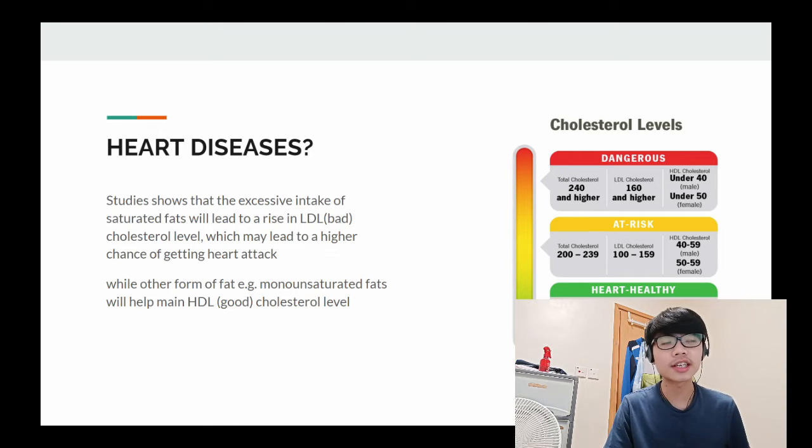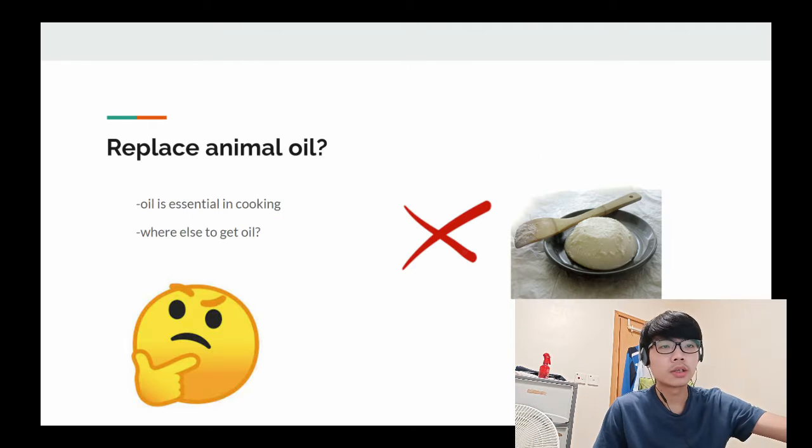Studies show that excessive intake of saturated fat will lead to a rise in LDL cholesterol level. It is a bad cholesterol which may lead to a higher chance of getting a heart attack. While other forms of fat, for example, monounsaturated fats, will help us maintain a good HDL cholesterol level. This statistic seems to tell us to stop using animal oil.